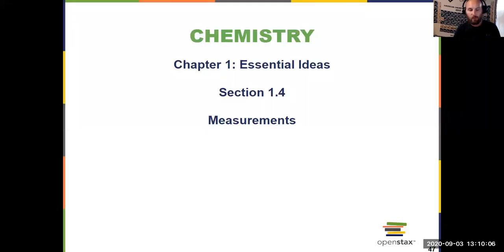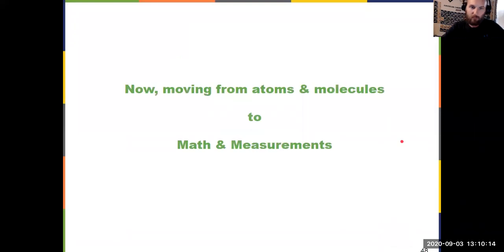Section 1.4 is a kind of halfway point of chapter 1, right? And that's a good thing because it's where we're going to collect our thoughts and transition from that discussion of atoms and molecules, elements and compounds, physical and chemical changes, to the back half of chapter 1, which is all about math and measurements, okay?